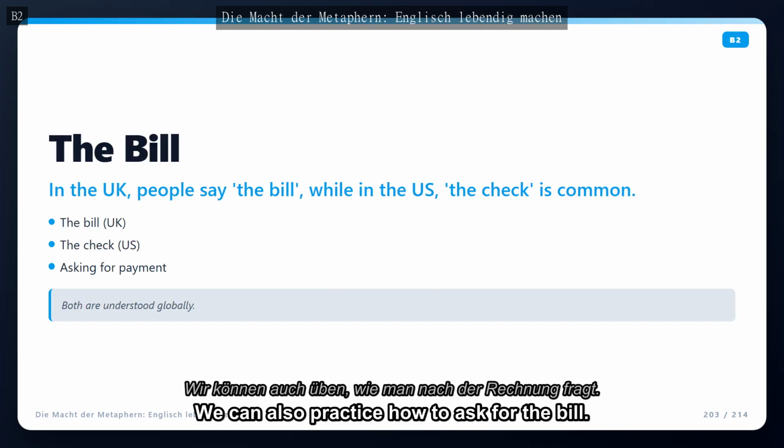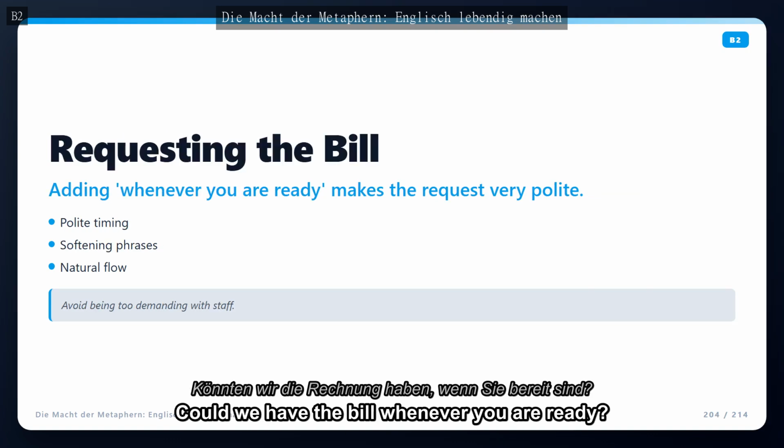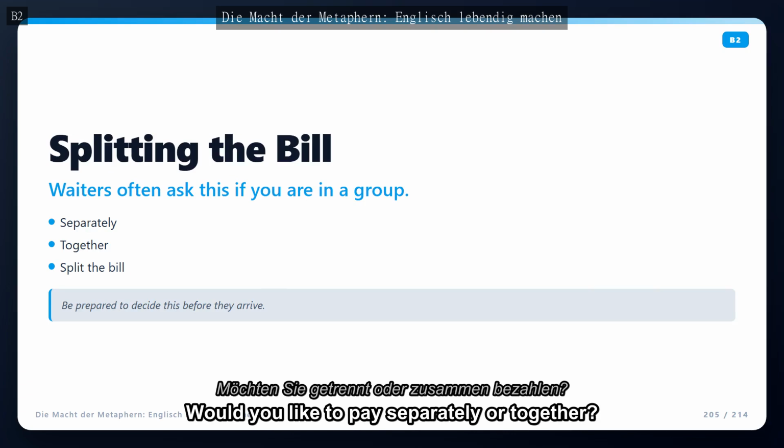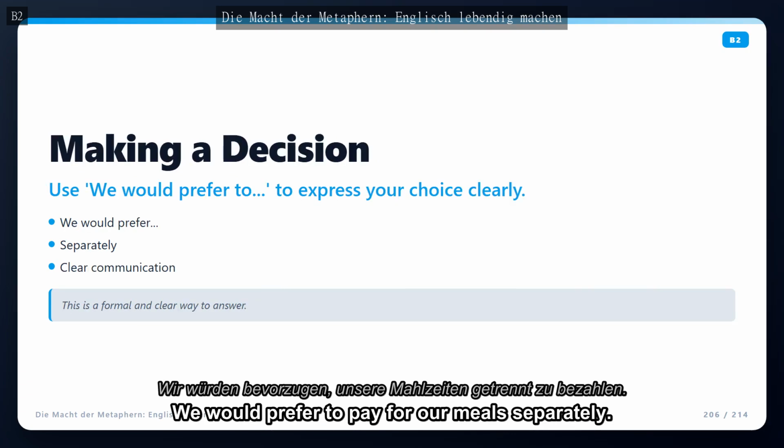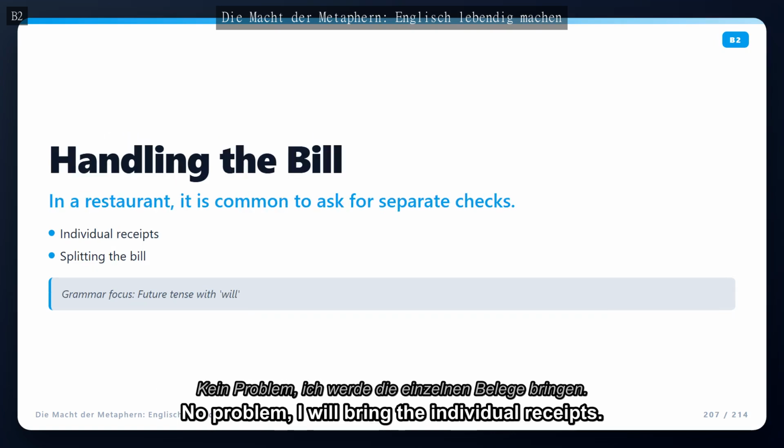We can also practice how to ask for the bill. Could we have the bill whenever you are ready? Would you like to pay separately or together? We would prefer to pay for our meals separately. No problem, I will bring the individual receipts.